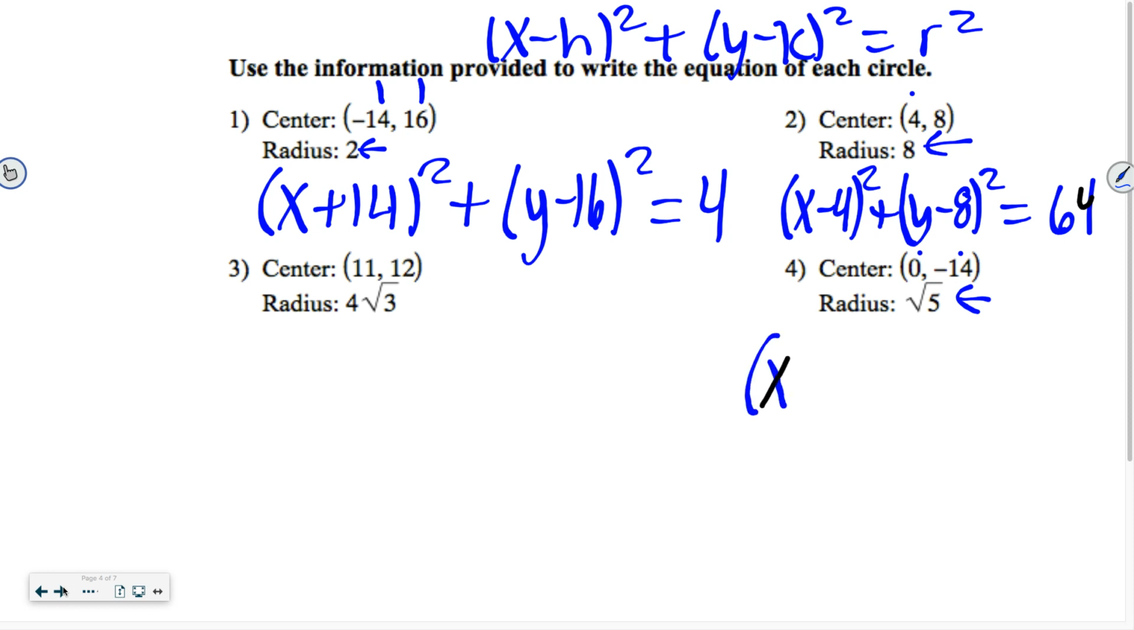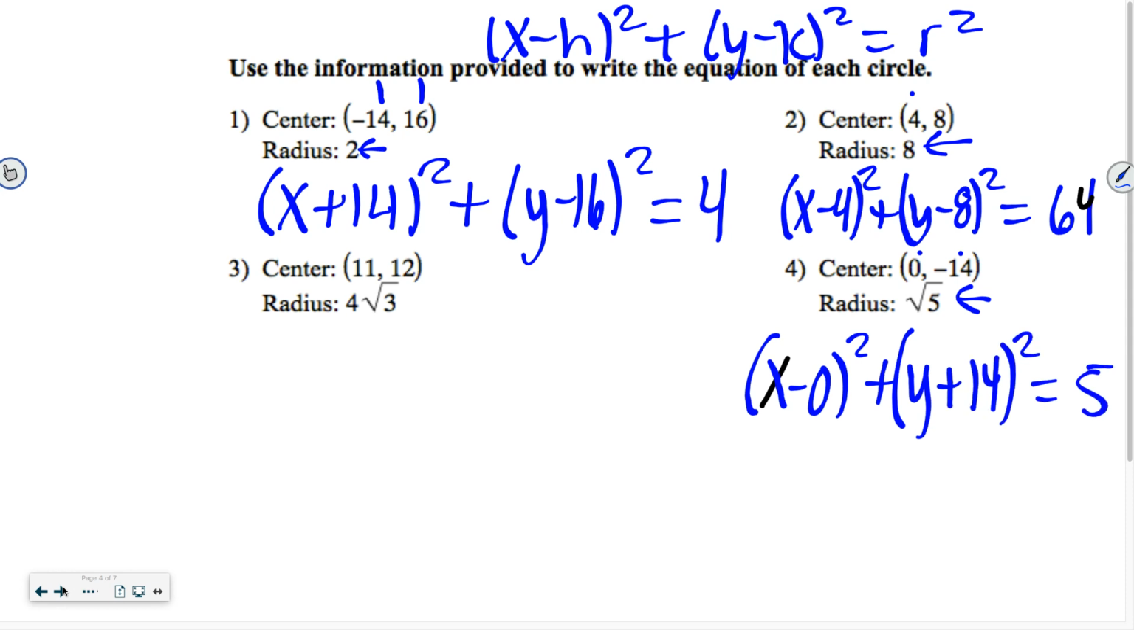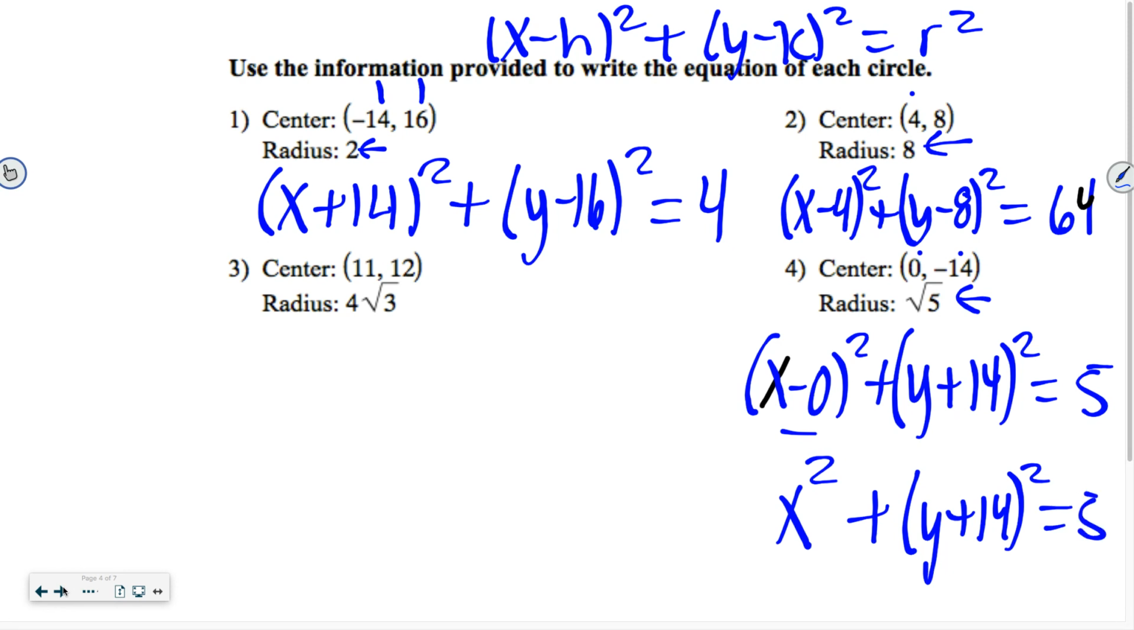So I'm going to go (x − 0)² + (y + 14)² = 5, because I know the square root of 5 squared is 5. Now this one is not finished, because do we ever say minus 0? No. So we switch it to say x² + (y + 14)² = 5. So it gets a little bit nicer. If you left it like this, you're not wrong, but that's not how we do it.